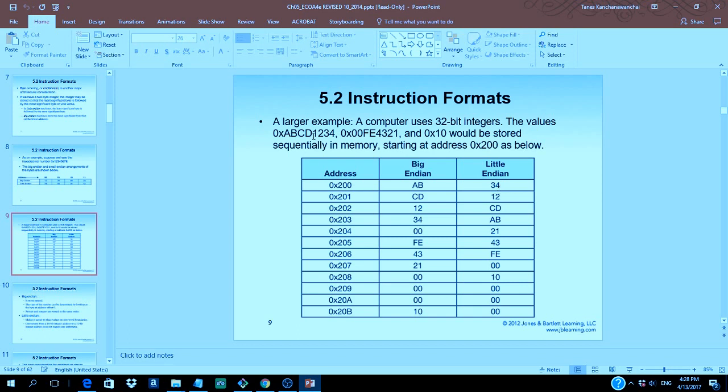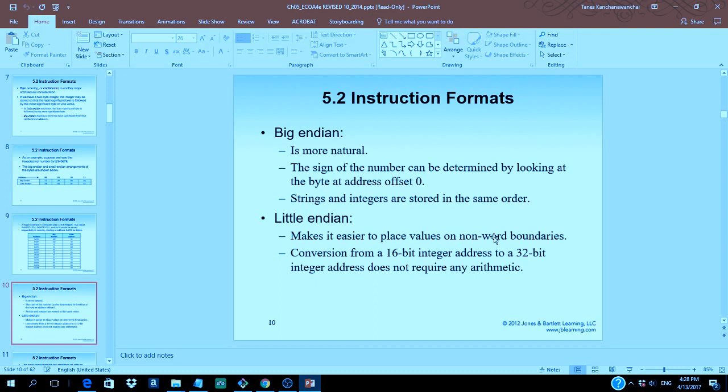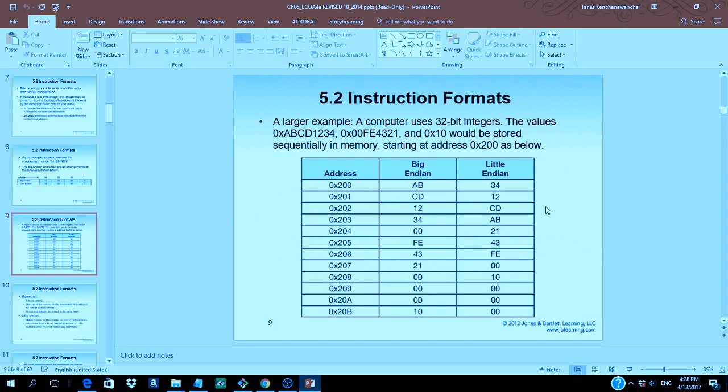So the size of the word, right? I think when we said non-word boundaries, so the size, let's say, what's the word size? 32, 64, 16, right? Okay, 16. Right, 4 hex.